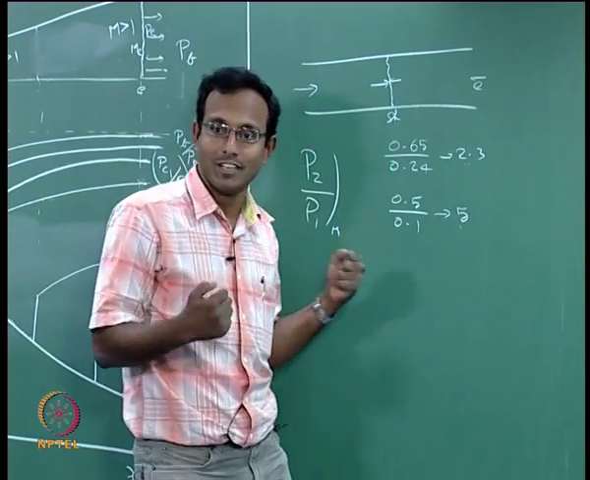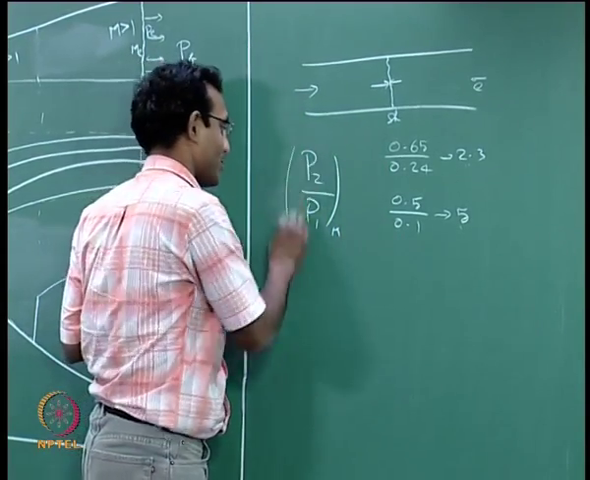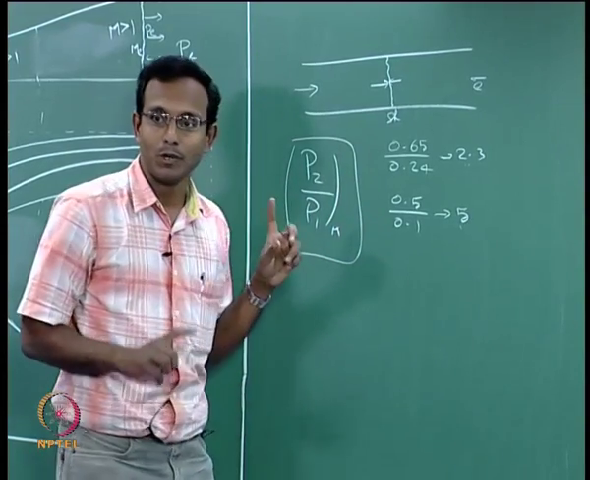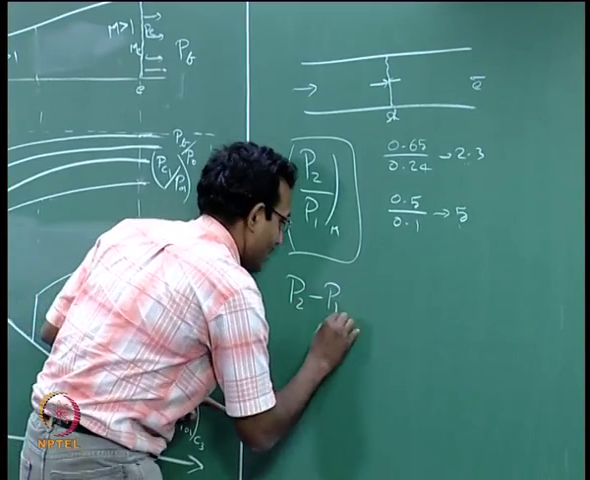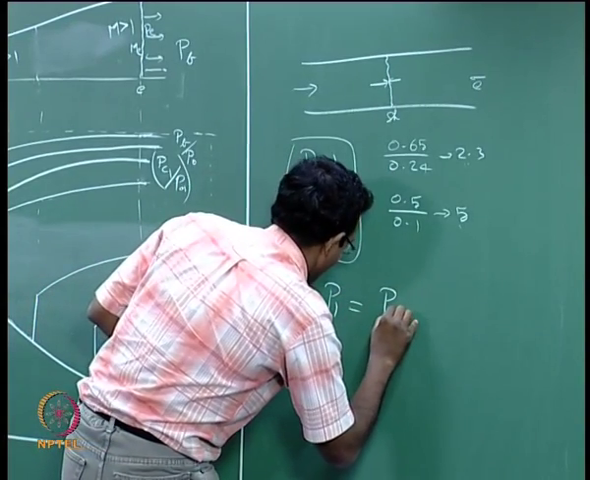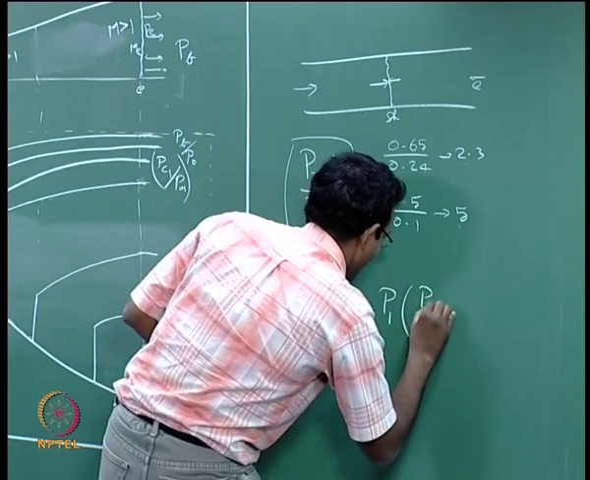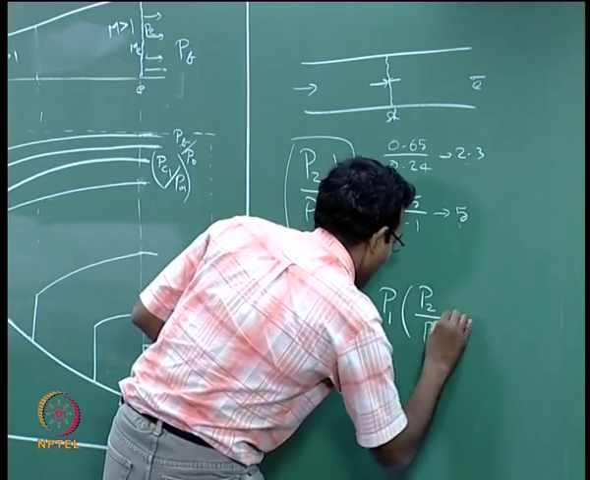The strength of the shock increased, but what I mean by strength of the shock is only P2 by P1 and not P2 minus P1. If I look at P2 minus P1, this is actually P1 multiplied by (P2 by P1 minus 1).